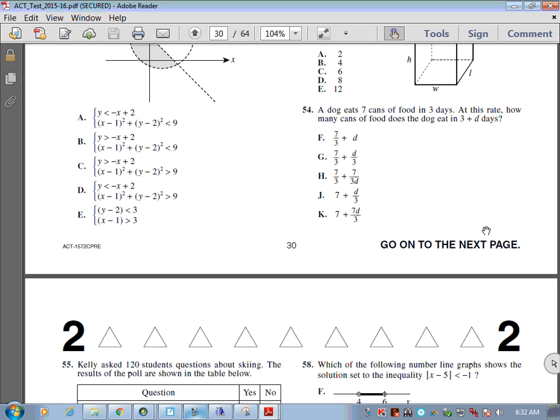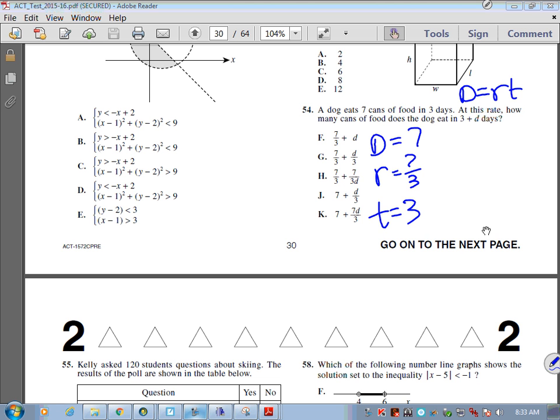A dog eats 7 cans of food in 3 days. At this rate, how many cans of food does the dog eat in 3 plus d days? This is a matter of distance, rate, and time, except in this case our distance is not distance. Our distance here is cans of dog food, which is 7, and our time is 3 days, so my rate is 7/3. That makes sense? All right, so it says how many cans of dog food? Well, that's representing D, and D equals rate times time.